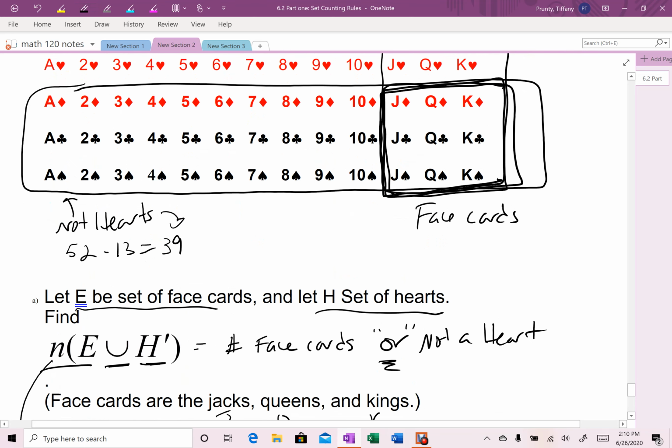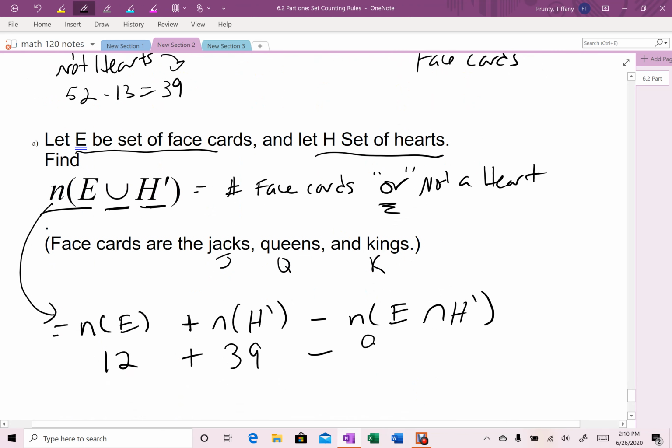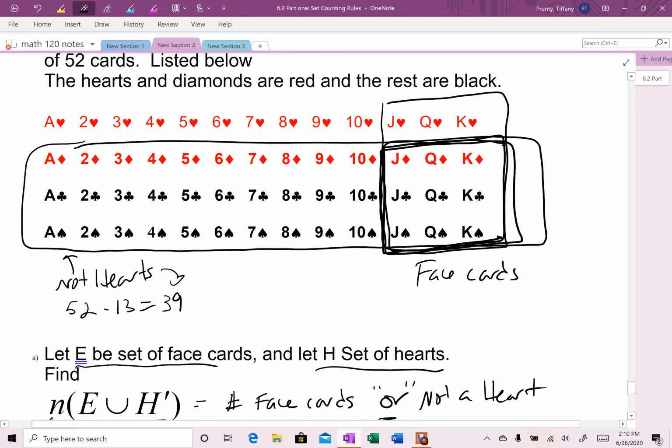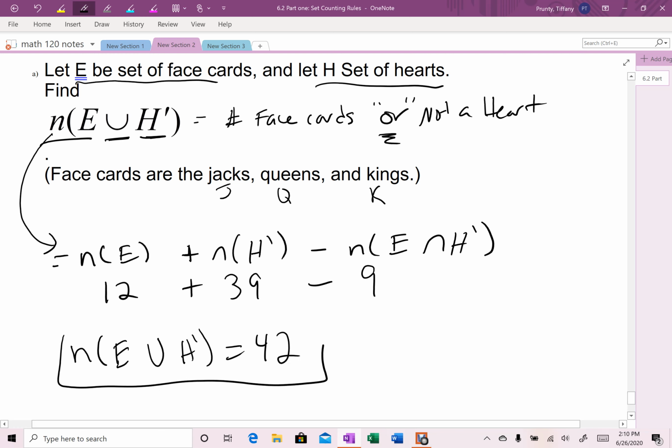And so I've got to make sure to subtract those, not 6, 9. Those 9, so they aren't counted as double. There's 9 of them, if I count, 9. All right, and so I take my 12, my 39, minus my 9. And so the number of face cards or non-hearts is 42. There are 42 possible cards.